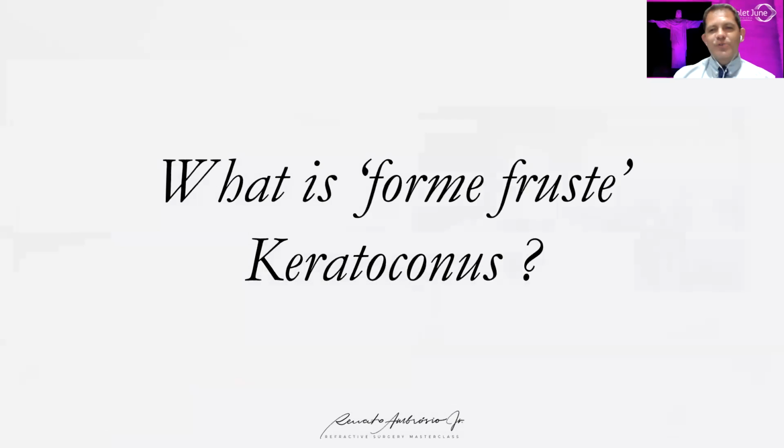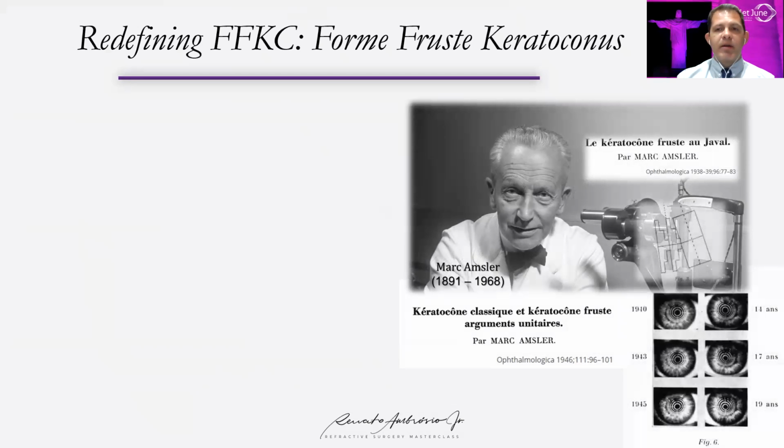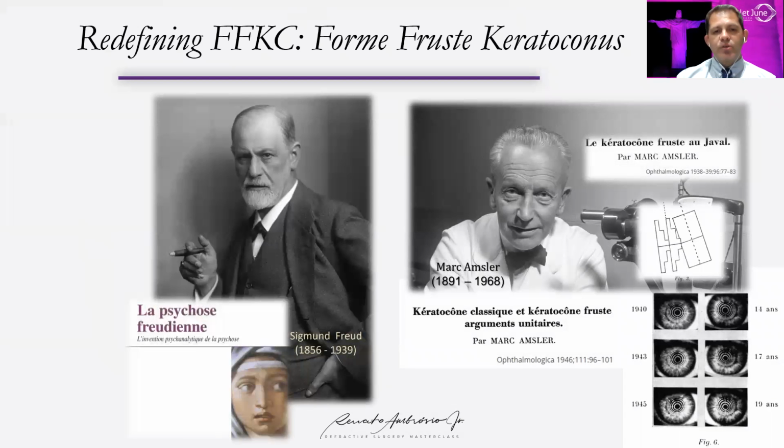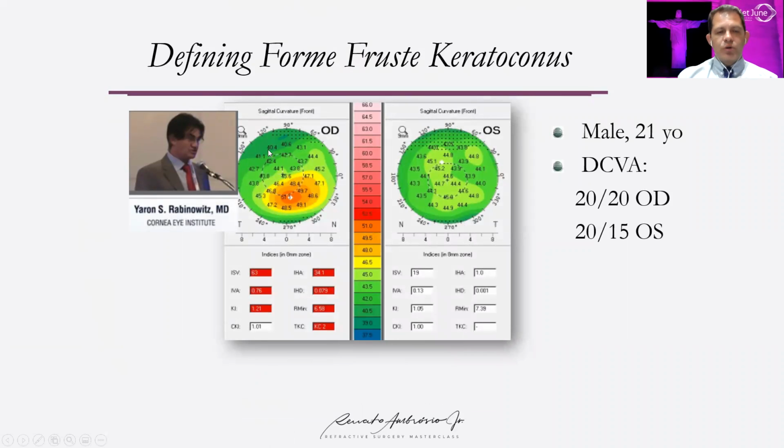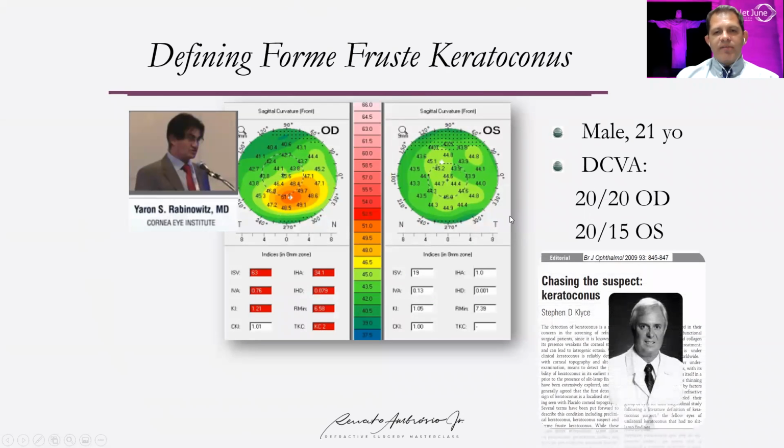So what is forme fruste keratoconus? It was described by Marc Amsler many decades before topography was available. Interestingly, there are forme fruste diseases not related to ophthalmology, as described by the forme fruste psychosis by Sigmund Freud. Interestingly, Yaron Rabinowitz would say that forme fruste keratoconus is the irregular topography eye from a patient that has normal slit lamp and normal distance corrected vision. The fellow eye of this patient will be, based on the editorial by Steve Klyce in 2009, considered forme fruste keratoconus. We have learned tremendously from those very asymmetric ectasia cases over the last years.